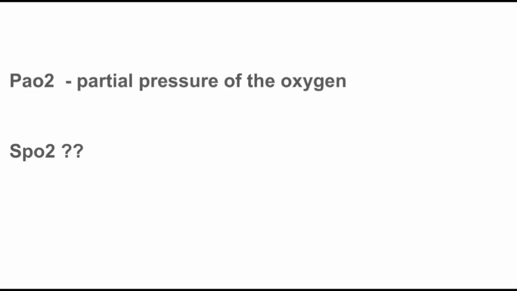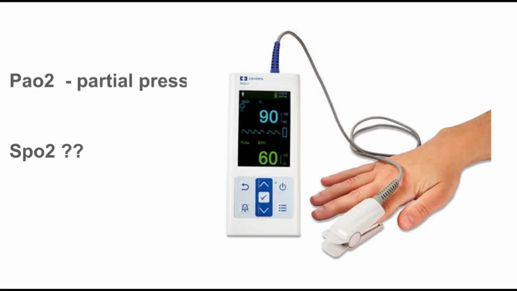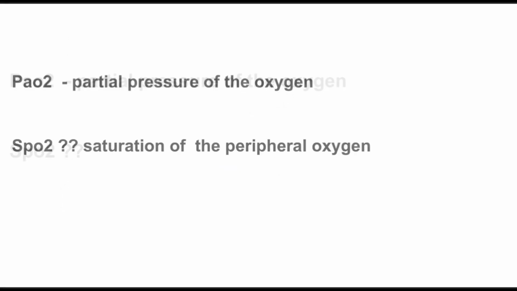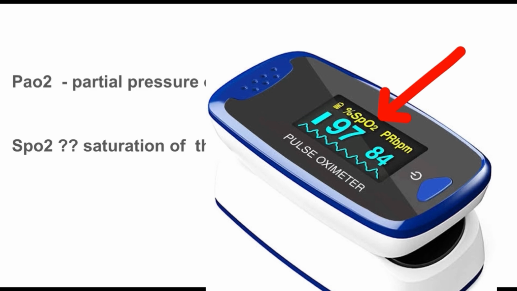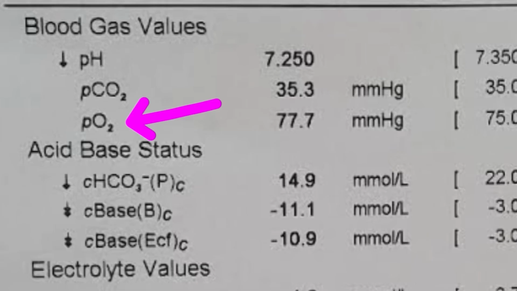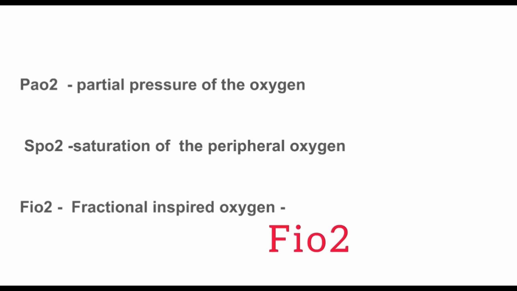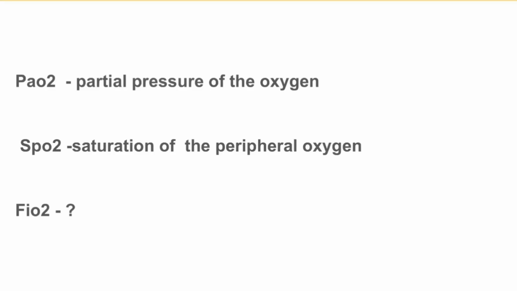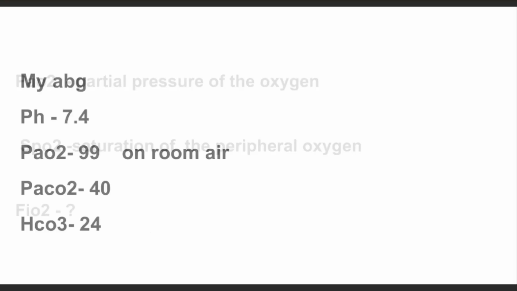And then what is SpO2? It's the saturation of the peripheral oxygen, which can be measured using pulse oximetry. So the SpO2 is the saturation of the peripheral oxygen measured using pulse oximetry. PO2 is what you see in the ABG. Then what is FiO2? So FiO2 is the fractional inspired oxygen, that is what we breathe in. And what is my FiO2? The oxygen content in the room, that is 21%. So my FiO2 is 21%. This is my ABG.